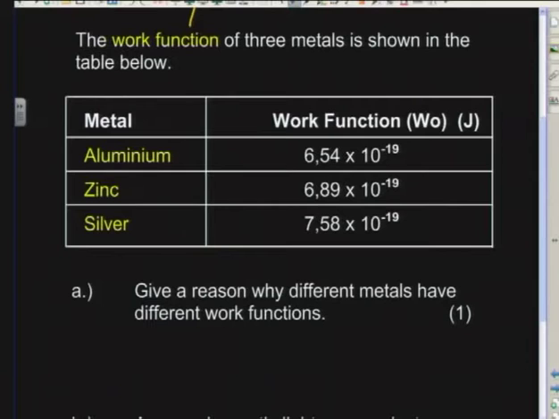To eject an electron from the surface of aluminium, it requires 6,54 times 10 to the minus 19 joules. So here's my work function measured in joules. Sometimes it's measured in electron volts, but we'll discuss that if those questions come up. Zinc requires slightly more. That requires 6,89 times 10 to the minus 19 joules. What about silver? Silver is even more difficult to remove electrons from.